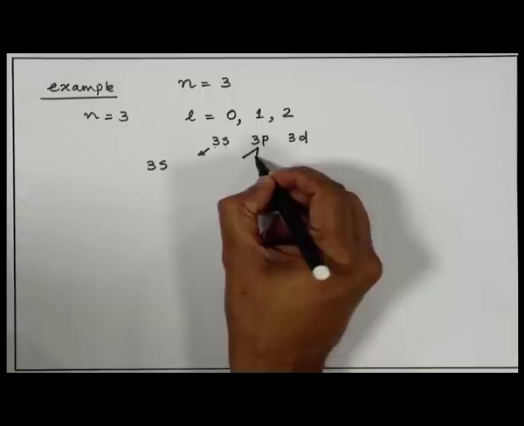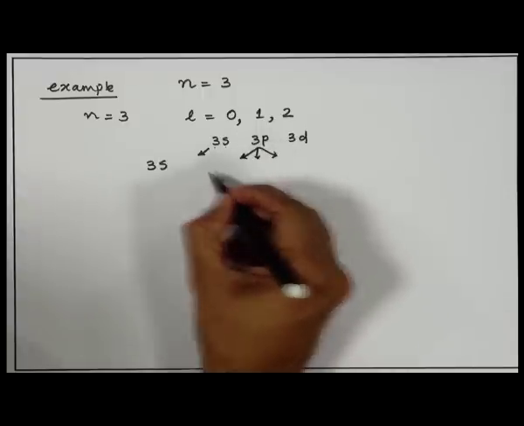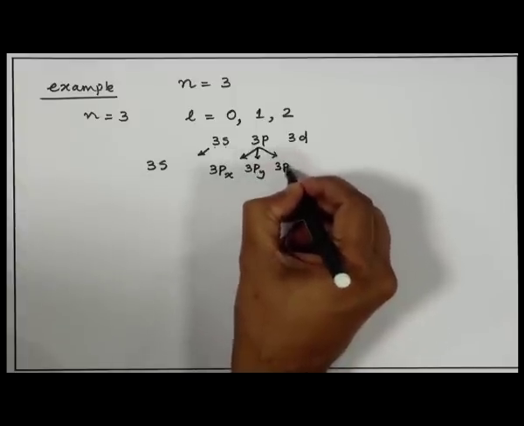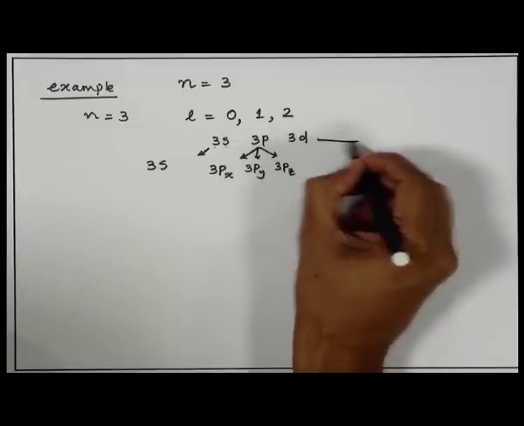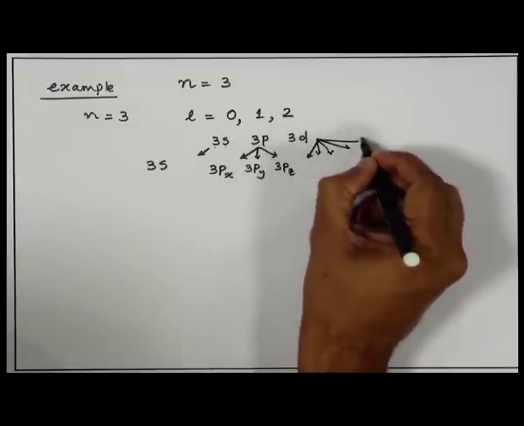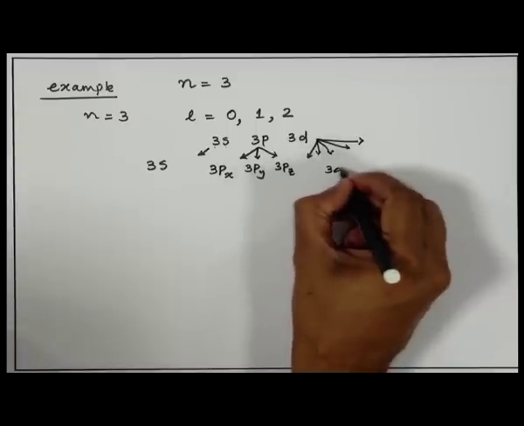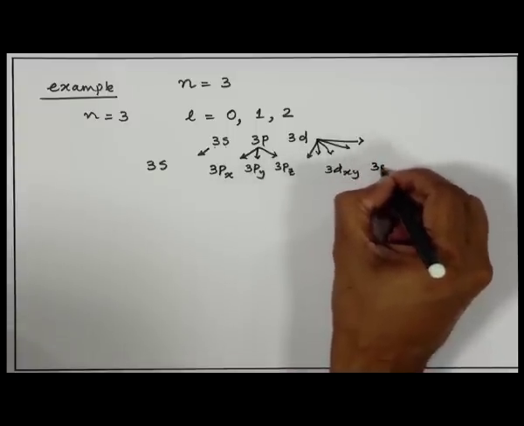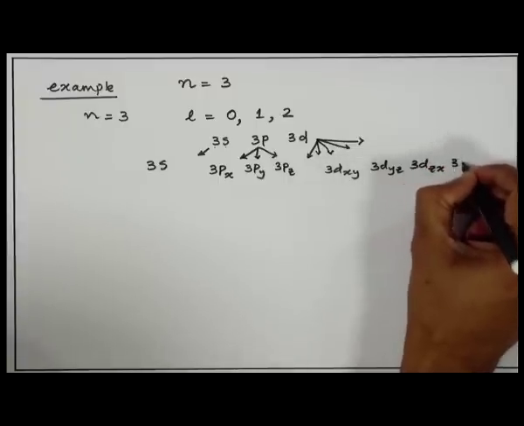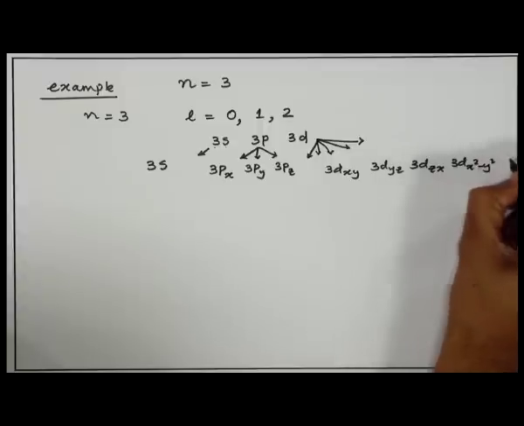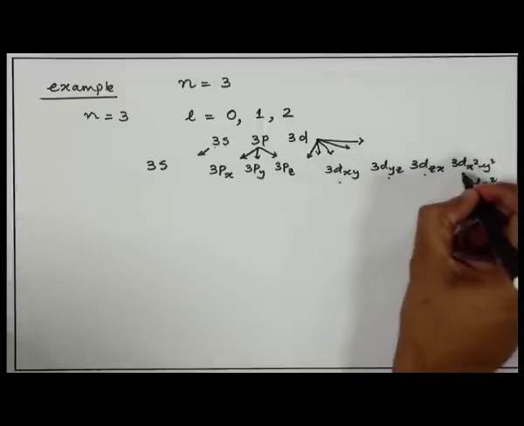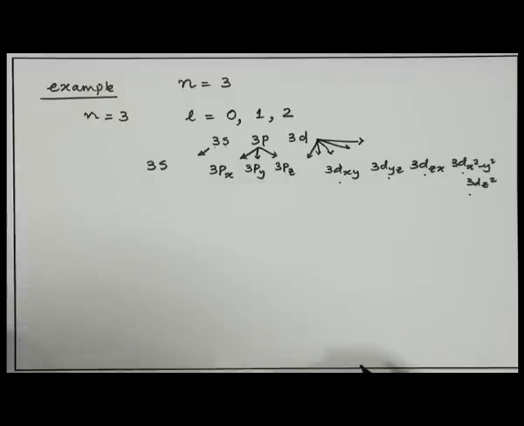3p has 3 different orientations, they are 3px, 3py, 3pz, and 3d has 5 different orientations: 3dxy, 3dyz, 3dzx, 3dx square minus y square, and 3dz square. So, 1, 2, 3, 4, 5, these are 5 different ways, right.